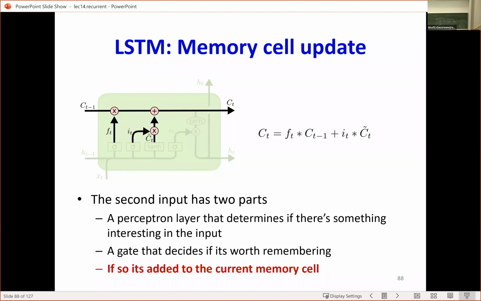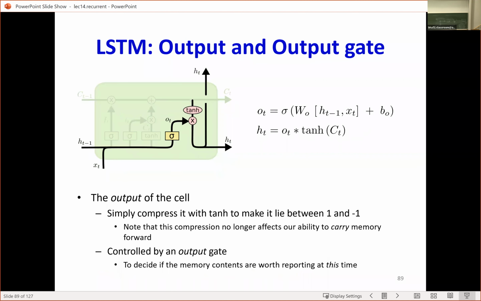And what really happens is that what is currently in memory over here is going to be, so the ft times ct minus 1 is the outcome after scaling what was previously in memory by the output of the forget gate, right? The second term is it times c tilde t. C tilde t is new patterns that you detect, and it is the gate which decides whether this pattern really must be affecting what's in memory, right?